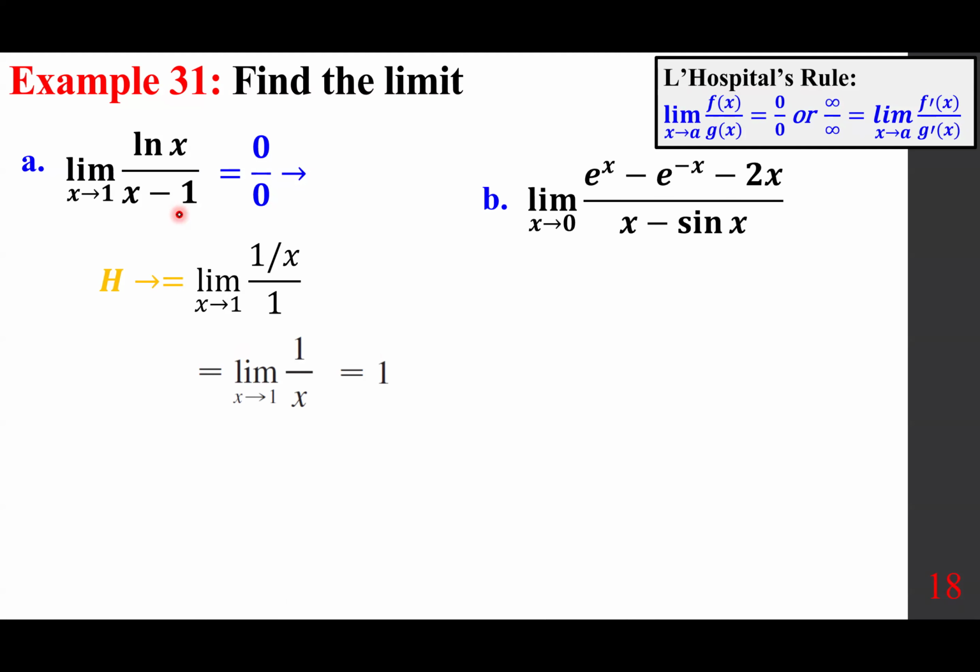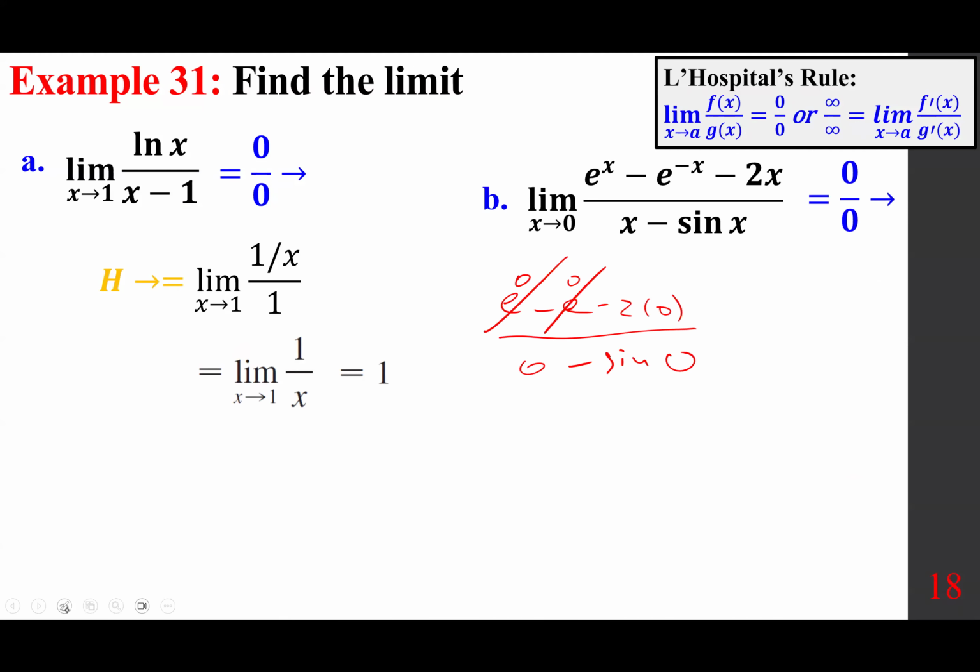I want to quickly just show you the first one, and then the rest of them we're going to look at. So if I plug in, I get e to the power of 0 minus e to the power of minus 0, which is the same as 0 minus 2 times 0 over 0 minus sine 0. I hope you see that these two cancel each other because they're 1, and everything else is 0. 0 over 0 means I can use L'Hopital's rule. So that means the limit as x approaches 0. This is e to the power of x, this is plus e to the power of minus x, this is minus 2, and 1 minus sine x becomes 1 minus cosine x.